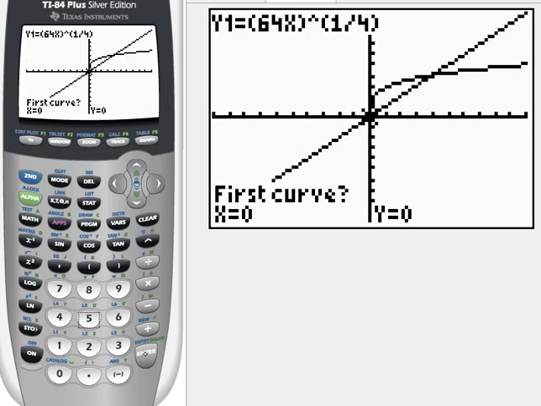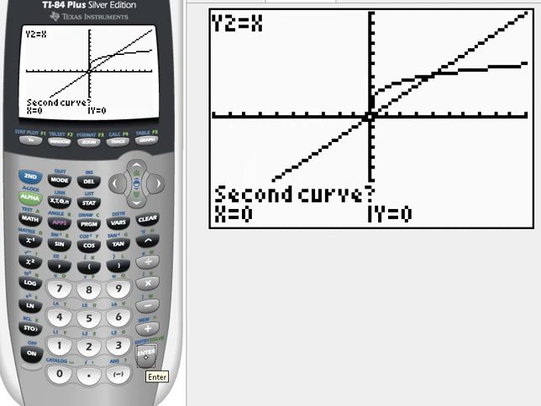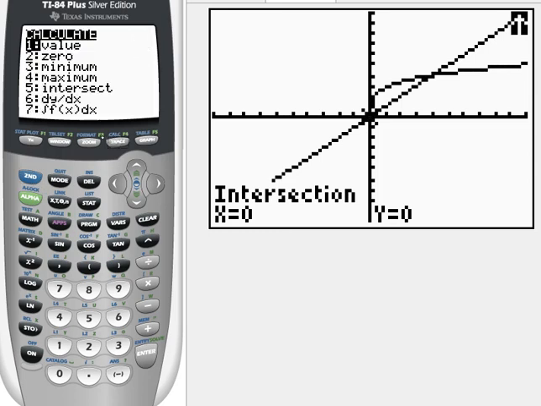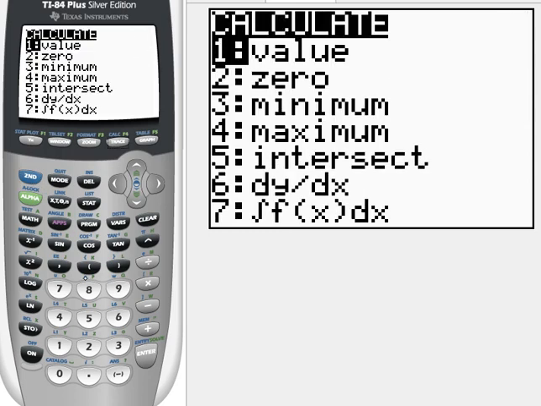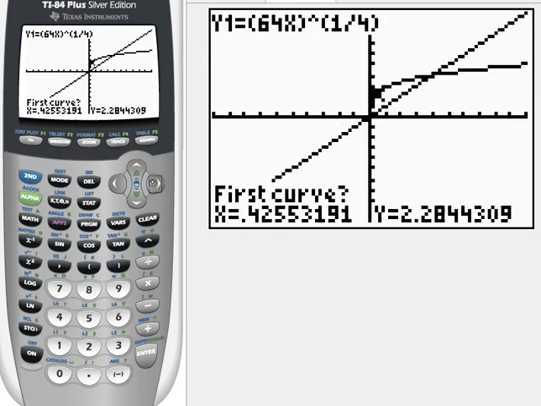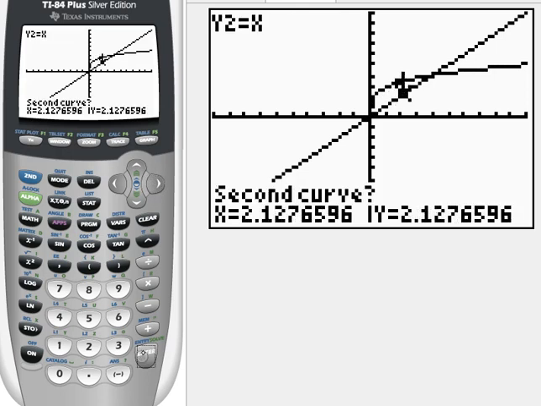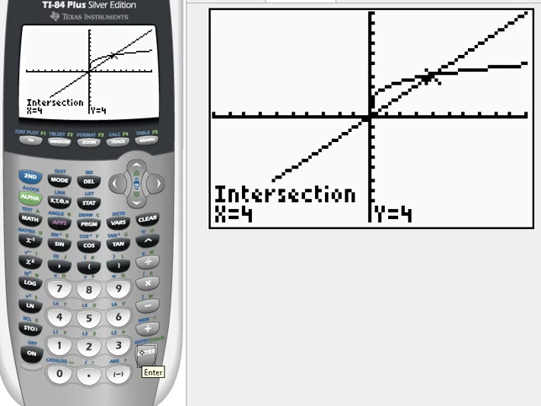We start with the first curve, which is 64x to the 1/4, then x, then guess, and that gives me the intersection at 0. Then I go for my second intersection, and 5. I'm going to move up closer to the other one, and the first curve is 64x to the 1/4, x, guess, and it gives me 4. So I have my points of intersection.